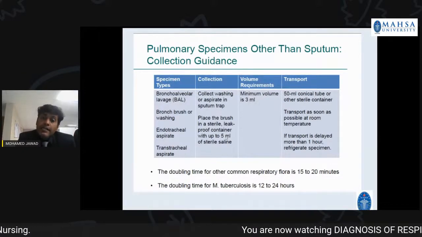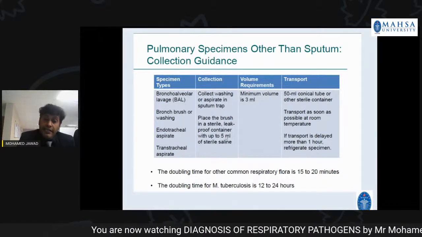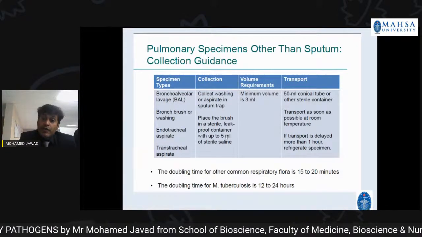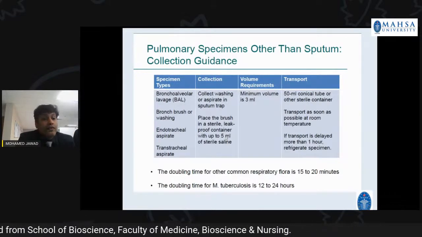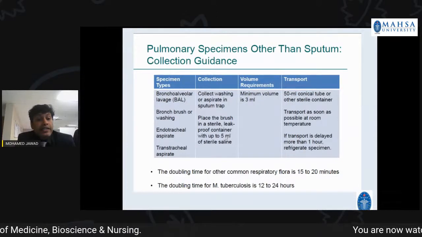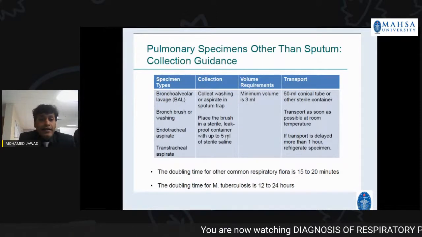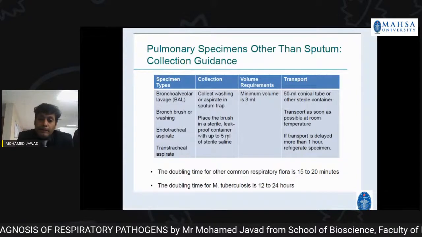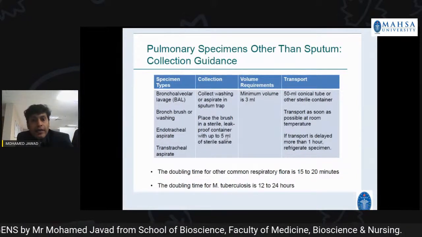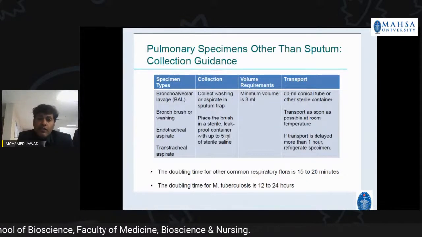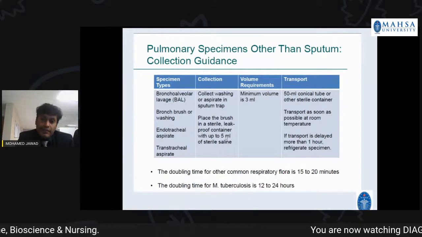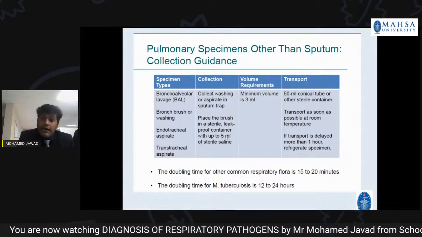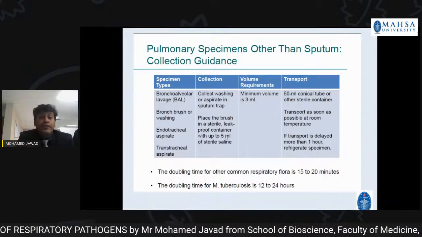And mainly the pulmonary specimens other than sputum. If there are any disseminated cases, TB disseminates from the lungs to other parts of the body. In conditions like that, we have to collect bronchial lavage, bronchial brushing, endotracheal aspirate, and transtracheal aspirate. These are what we collect other than sputum. Usually TB is a very slow-growing microorganism. It will take 12 to 24 hours, but other respiratory flora will double within 15 to 20 minutes. These are the other pulmonary specimens other than sputum.